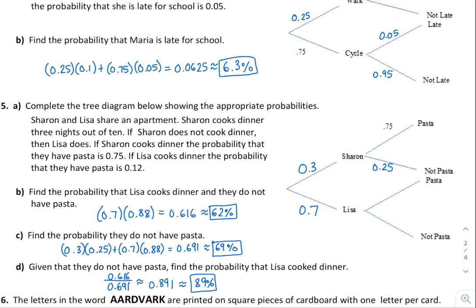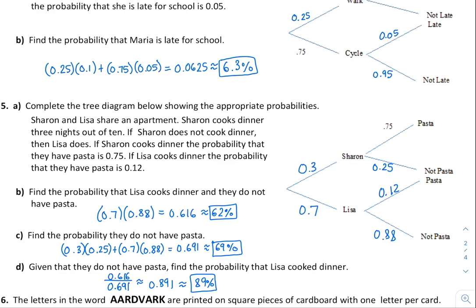Now, if Lisa cooks, the probability that they have pasta is 0.12. So the probability they have pasta is 0.12, which means the probability they don't have pasta when Lisa cooks is 1 minus 0.12, which is 0.88. So that's how you guys fill out the tree, you just gotta read the information and put in the necessary spots.